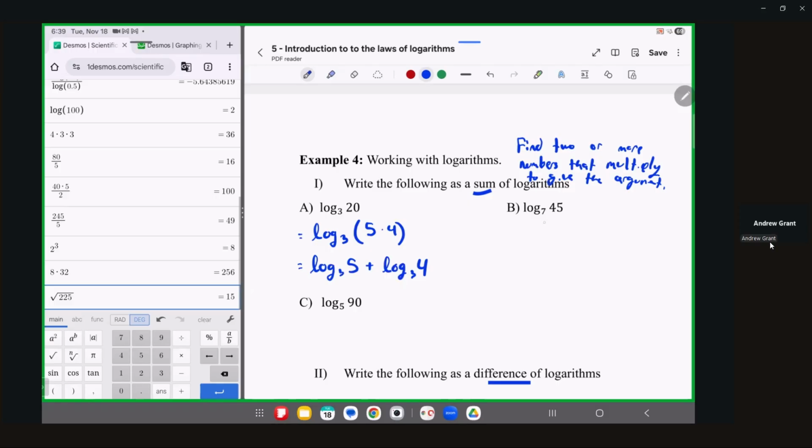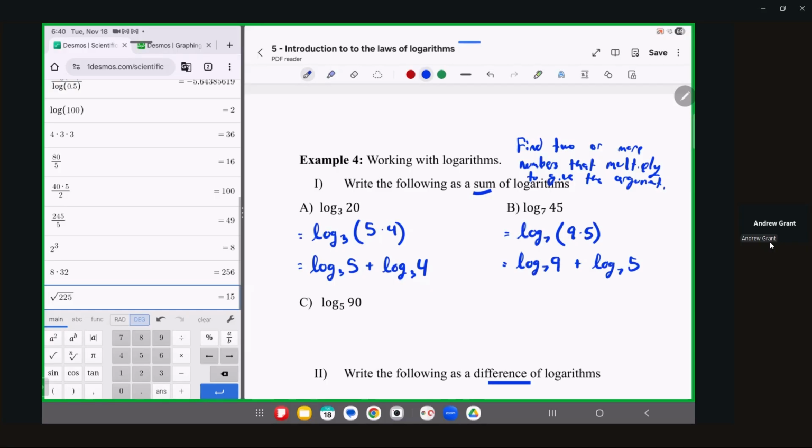So what 2 numbers multiply? For the letter B, we have log base 7 of 45. Any 2 numbers that multiply to make 45? How about 9 times 5? Sounds good to me. So we can write this as log base 7 of 9 times 5, which will become log base 7 of 9 plus log base 7 of 5.